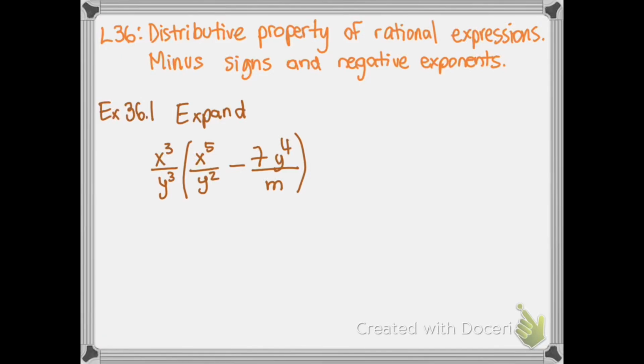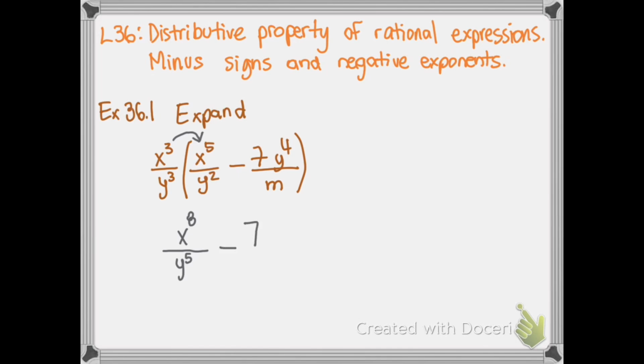Lesson 36, Distributive Property of Rational Expressions and minus signs and negative exponents. So what we're going to do in this one is expand using distributive property. So we have to multiply the first two. So x^3 times x^5, we add the exponents, and that's 8. And then on the bottom, we have y^3 times y^2, which we add the exponents, and that's 5.